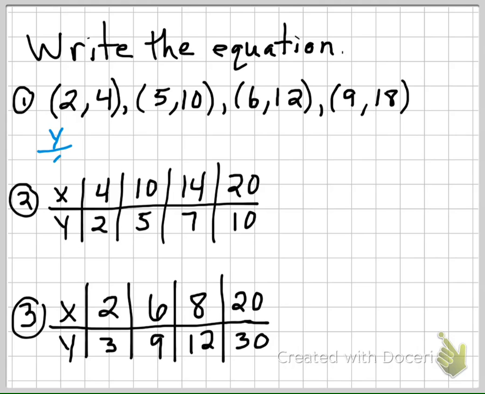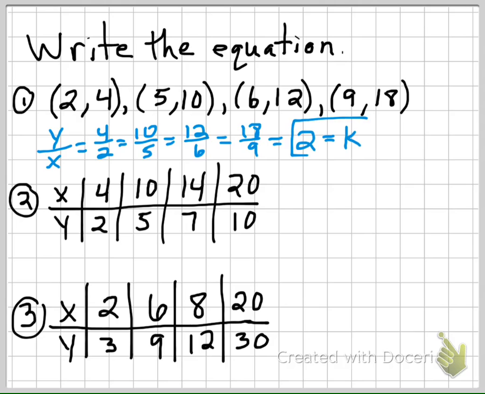Alright, so for number 1, again, I'm doing y over x. So it's 4 over 2, because these are my y's, 4, 10, 12, and 18. My x's are 2, 5, 6, and 9. So I'm putting y over x, and I see that all of these give me 2. So that means k is 2. So the equation is y equals 2x.